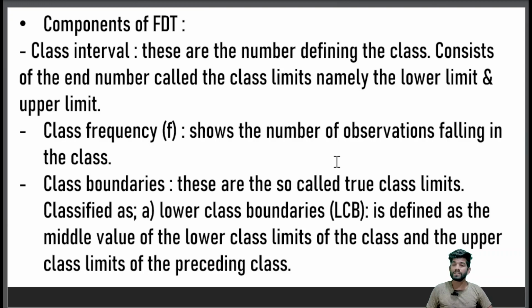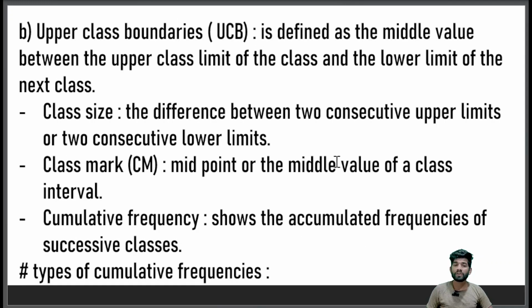Then class boundaries, which are the so-called two class limits, classified as lower class boundaries. The lower class boundary is defined as the middle value between the lower class limit of the class and the upper class limit of the preceding class. And the upper class boundary, UCB, is defined as the middle value between the upper class limit of the class and the lower limit of the next class. Then the class size: the difference between two consecutive upper limits or two consecutive lower limits. The class mark is the midpoint or middle value of a class interval.